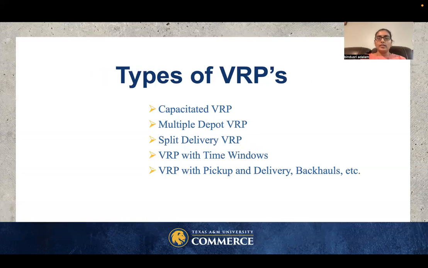Next, let's see the types of VRPs. We have capacitated VRP, where the vehicle capacities are limited. Then we have multiple depot VRP, where the vehicle fleet is distributed over a number of depots. And then we have split delivery VRP, where the same customer is allowed to be served by different vehicles. And then we have VRP with time windows, where the customer is only able to accept the delivery during a certain time window. And then we have VRP with pickup and delivery, backhauls, etc. In this project, we'll be mainly focusing on capacitated VRP.